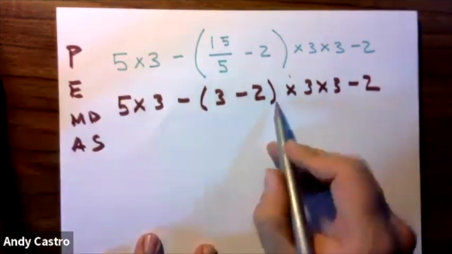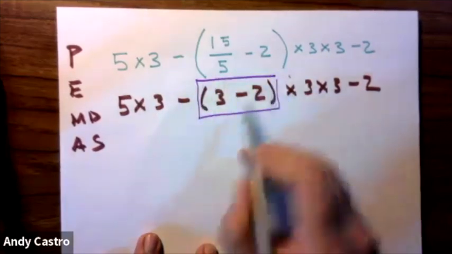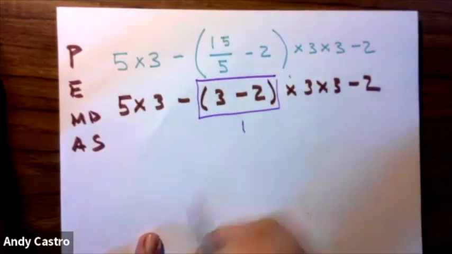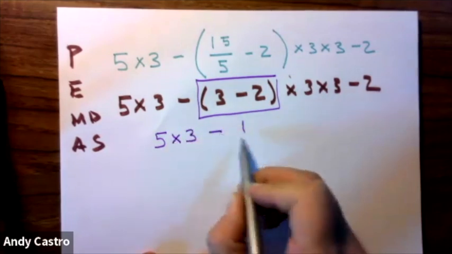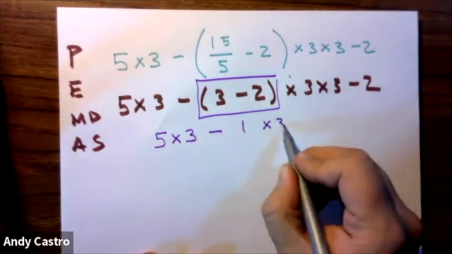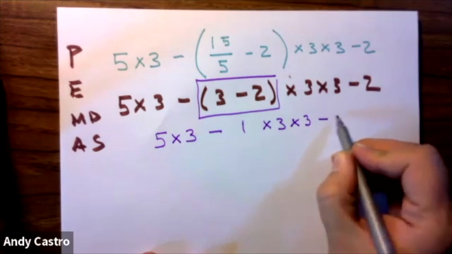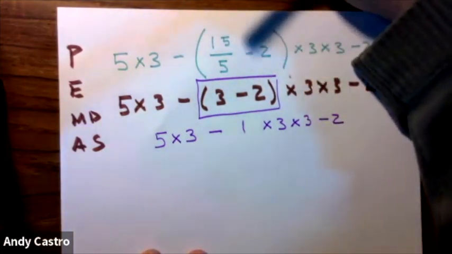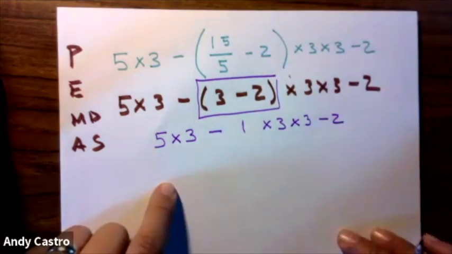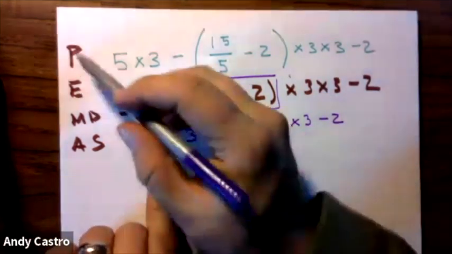All right, next I've got parentheses right here. So I'm going to execute that. 3 minus 2 is 1. So I've got 5 times 3 minus 1 times 3 times 3 minus 2. Right. Now I have dropped my parentheses.